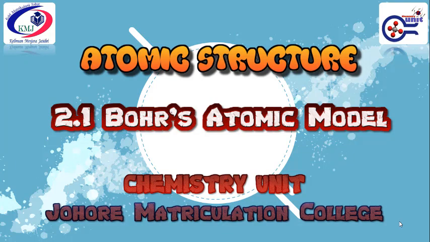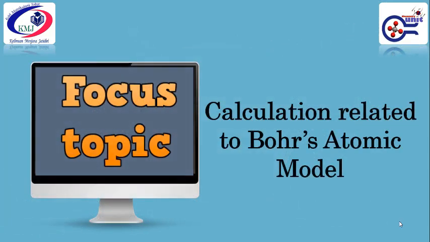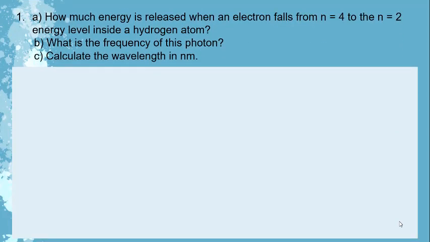For our lesson today, we'll be covering atomic structure, and our subtopic is 2.1 Bohr's atomic model. As you know, we have learned a few parts of Bohr's atomic model before. In this video, our focus is on calculations related to Bohr's atomic model. How is the calculation done? On the slide, we have example questions on the calculation of Bohr's atomic model, and I will show you how to solve each problem.